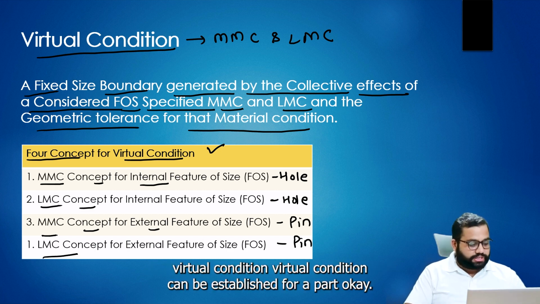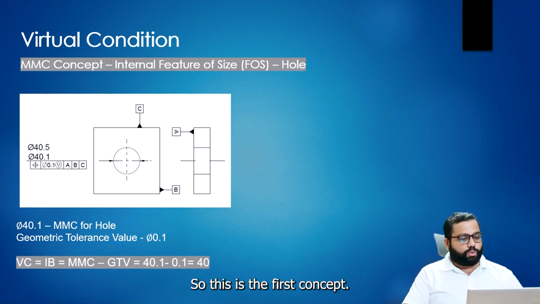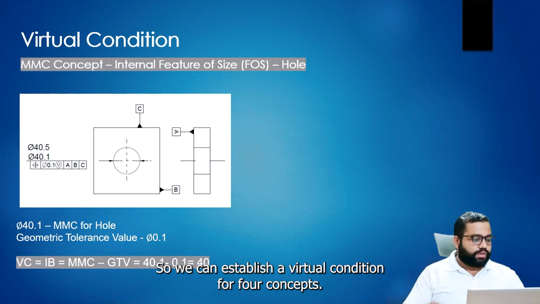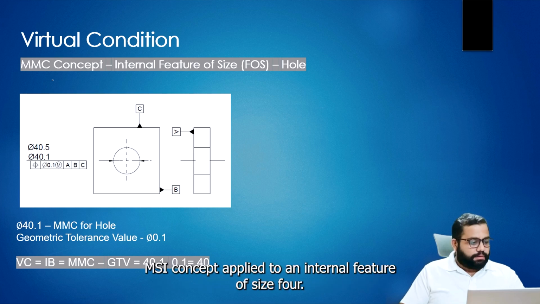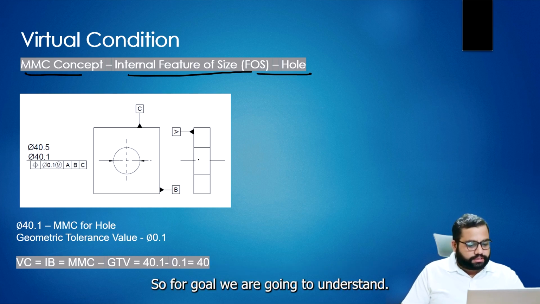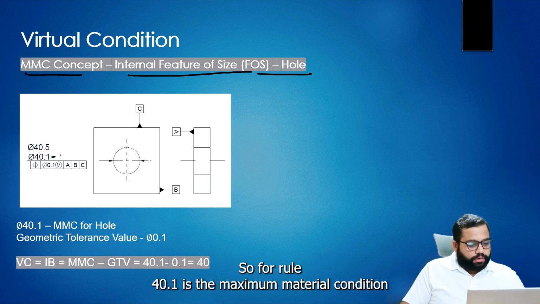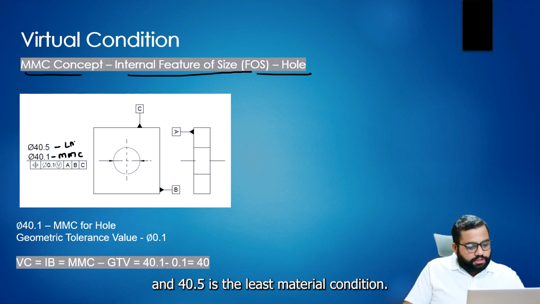Virtual condition can be established for a part for internal feature of size at MMC. So this is the first concept. We can establish a virtual condition for four concepts, as I have already told you. We can take the first concept over here: MMC concept applied to an internal feature of size for hole. So for hole, 40.1 is the maximum material condition and 40.5 is the least material condition. These are the limits of size.